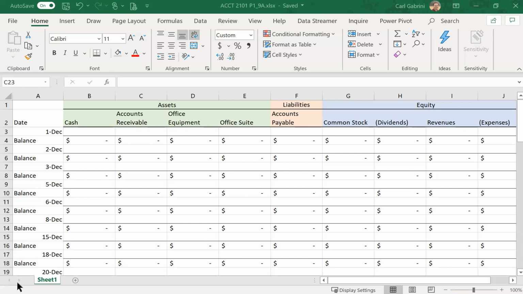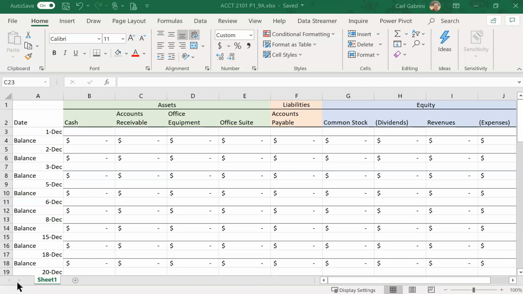Then it says determine the company's net income. That's requirement number 2, which we should be able to easily do once we get to the bottom. If we've done everything right, we should be able to come up with what the net income is. And remember, net income is just revenues minus expenses, and we'll have that down at the end of the worksheet that we have there under equity. We've got revenues and expenses.